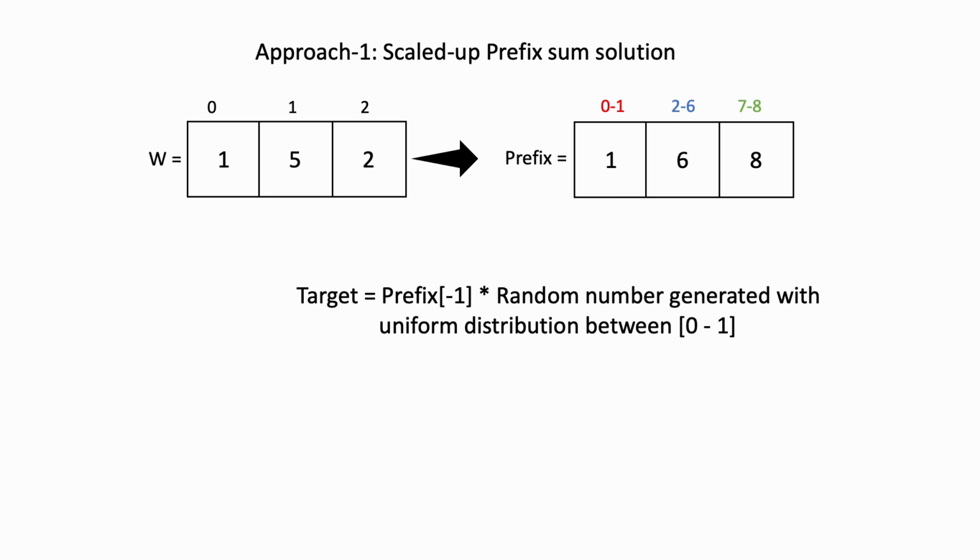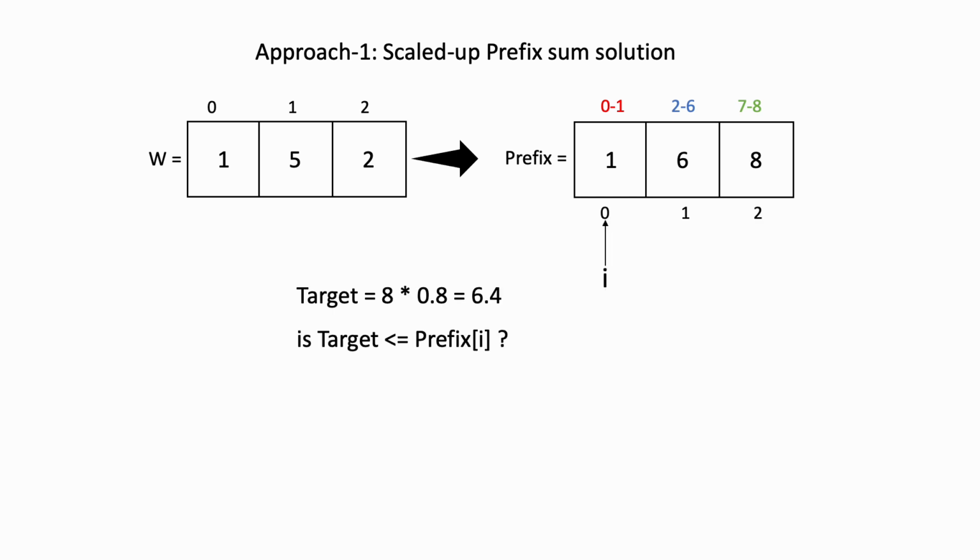We will compute the target by generating a random number from uniform distribution and then multiplying it by prefix[-1]. This is to scale up the target to take values from 0 to 8. Let's say the target is 6.4. Let's see which range the target falls into by checking this condition.